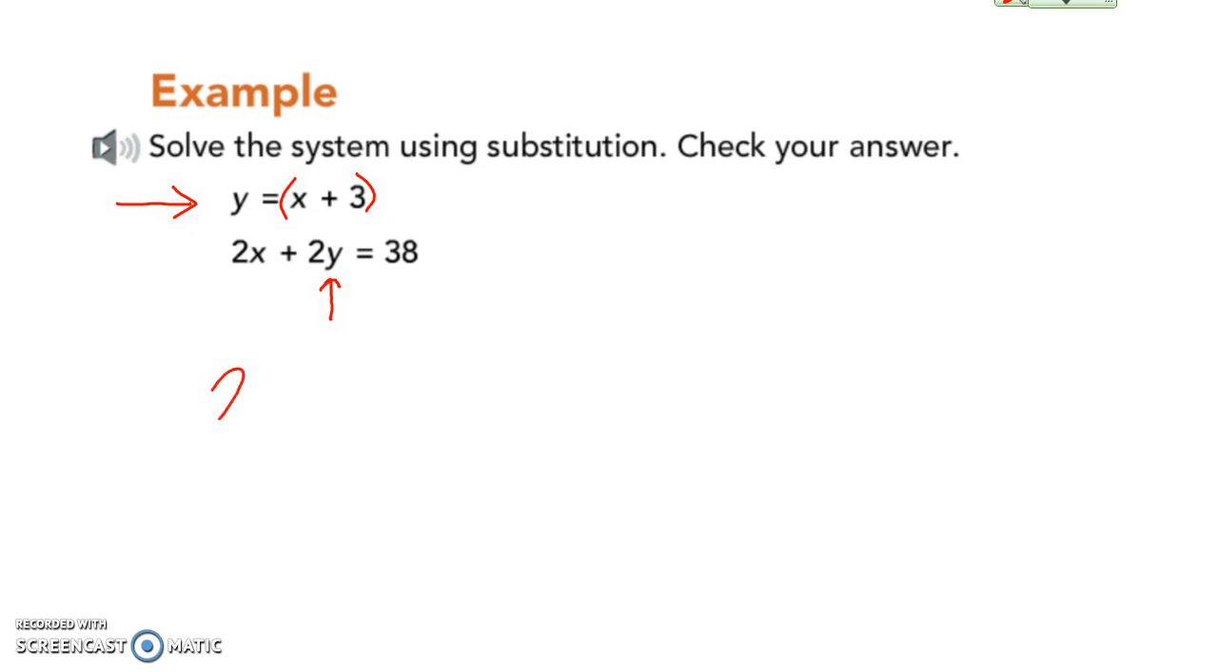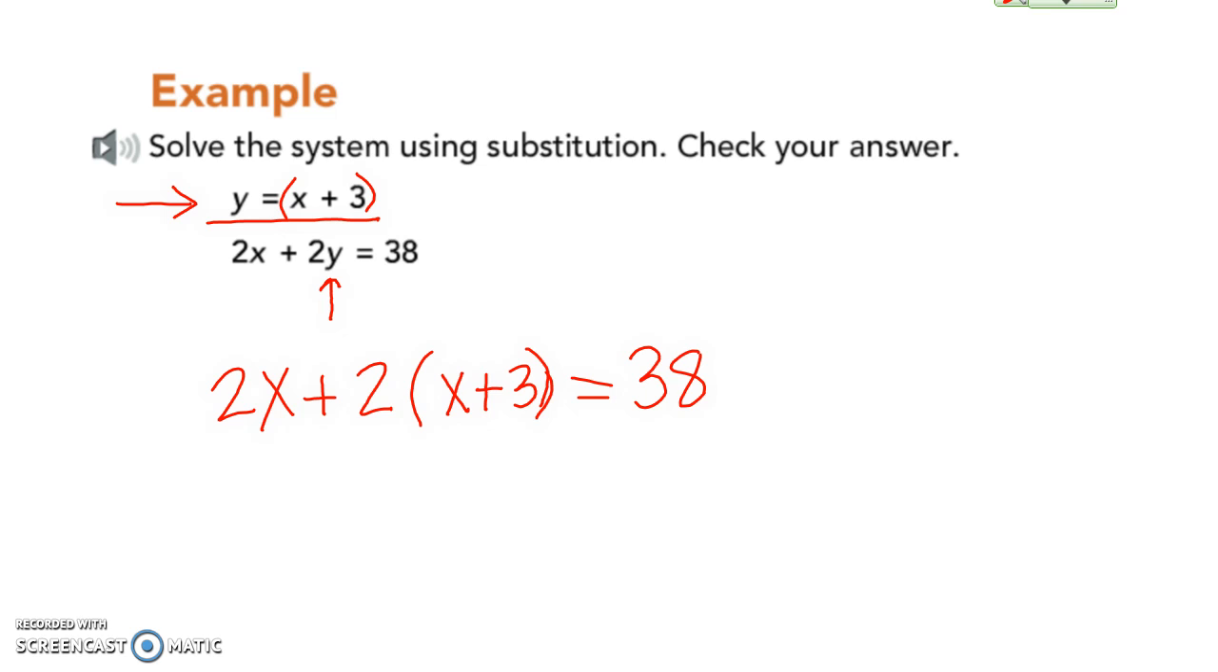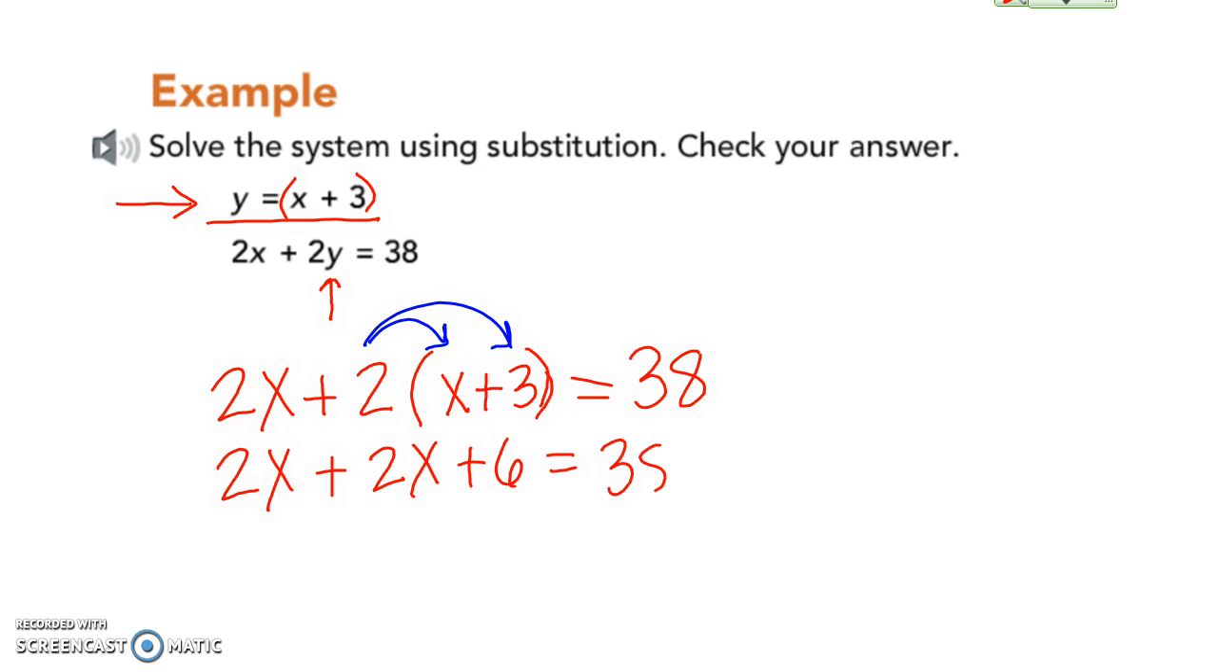So let's do that. 2x plus 2 times, in parentheses, I'm going to put x plus 3. We're plugging that in for y. How do I know to do that? Because y is equal to that. We see that up here. Equals 38. All right, from here, I see that I need to distribute this 2 so that I multiply each part by 2. So I'm going to get 2x stays the same, plus 2 times x is 2x. 2 times 3 is 6, 38.